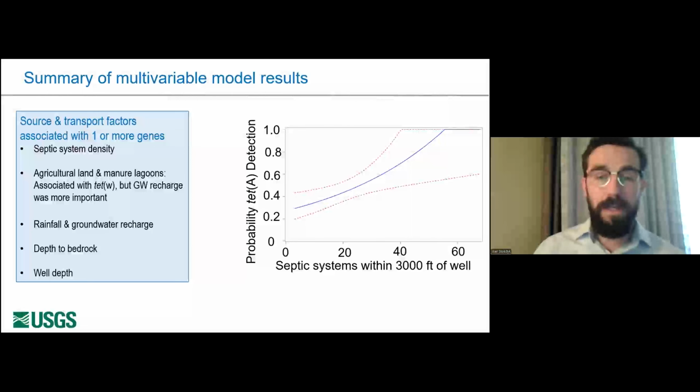I wanted to show you an example of what these relationships can look like. The plot on the right shows on the x-axis the number of septic systems within 3,000 feet of a well, increasing from left to right. And on the y-axis, it's the probability of detecting this TET-A gene. The solid blue line is a positive trend showing that the more septic systems that were near the well, the higher the probability we had of detecting this specific gene.